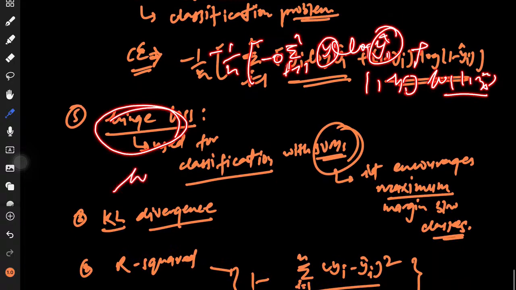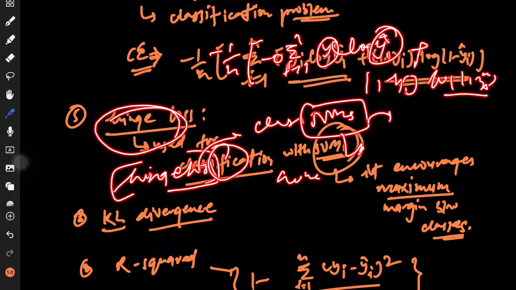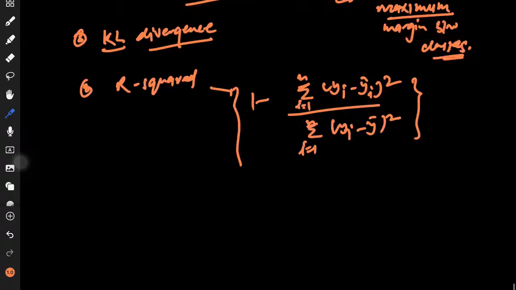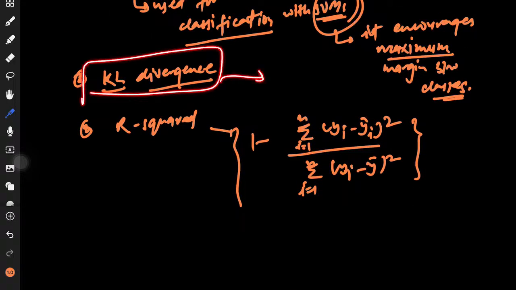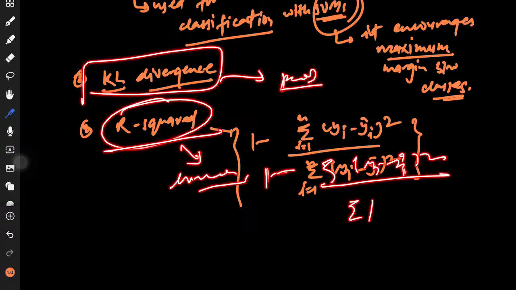Then here comes hinge loss. And what is hinge loss? Hinge loss is used for classification with SVMs. It encourages maximum margin between classes. And here comes KL divergence, which is used for probabilistic models. Then here comes R squared, which we can use with linear regression models, where the formula is 1 minus summation of yi minus yi predicted squared upon summation of yi minus y bar squared.